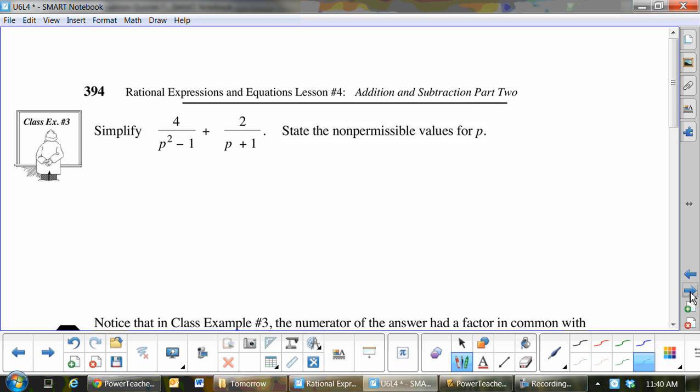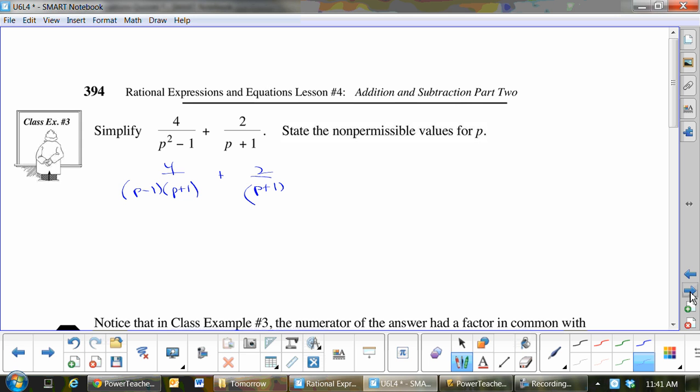This is a nice question if you can see one thing. Because otherwise it's probably going to be impossible. Yes. So we always want to factor this first. So this would be 4 over p minus 1, p plus 1, plus 2 over p plus 1. Now, do you know how impossible this question is if you don't see that one thing? Now, it's pretty easy to see.